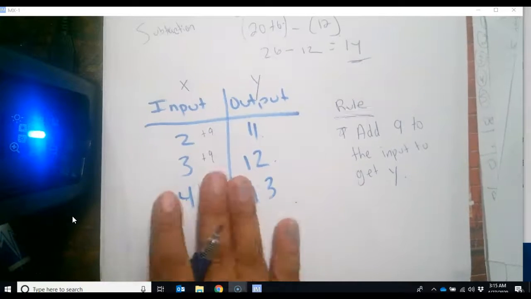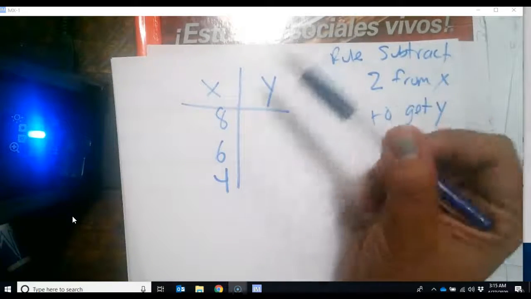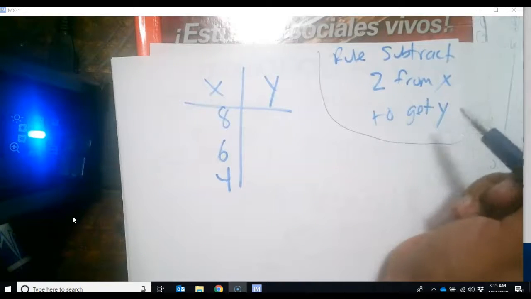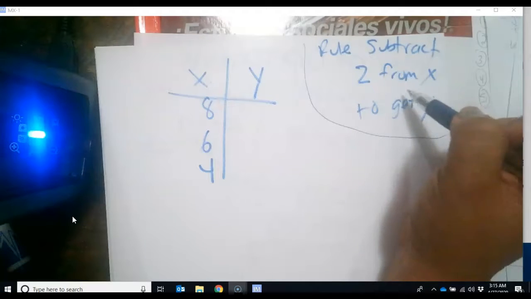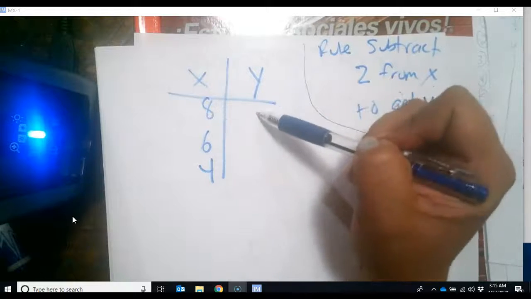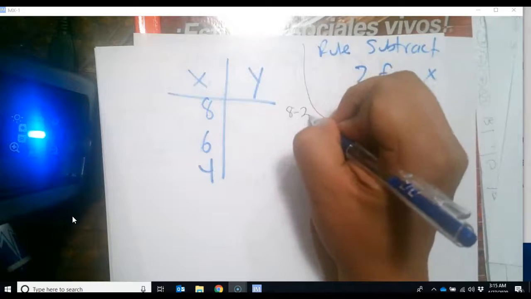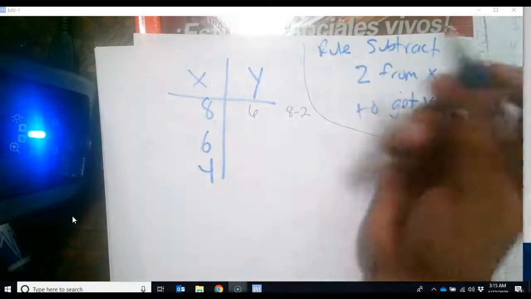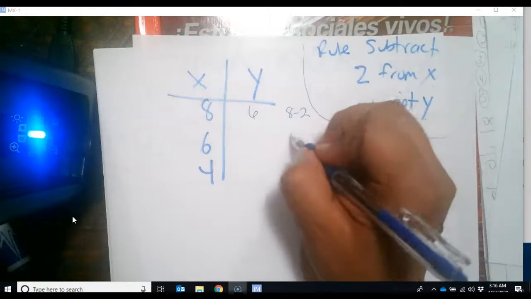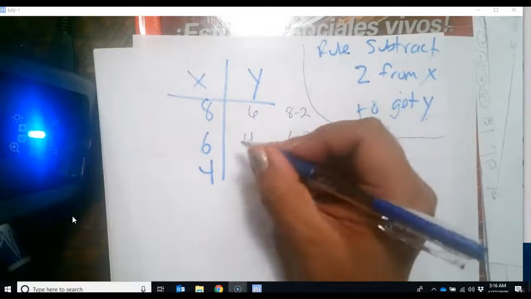Let's see. There are other examples in Khan where now you're graphing it. So here is another example. I have my X, which is my input, and I have digits and then my Y, and in this case, they give you the rule. And the rule is to subtract 2 from X to get Y. So what do I do? Well, subtract 2. So 8 minus 2, so my Y would be 6. Now I do the same. Subtract 2 from X. So 6 minus 2 would equal 4. Then 4 minus 2 would equal 2.